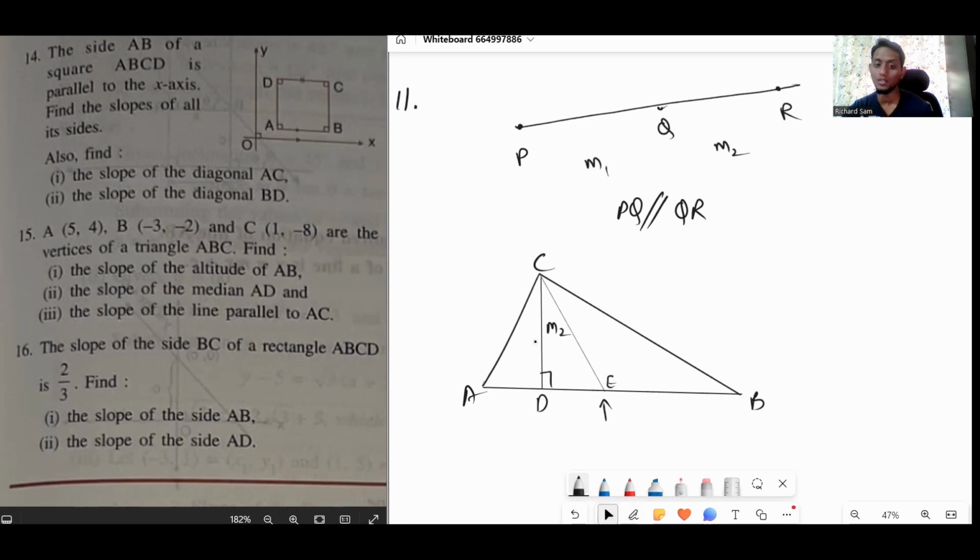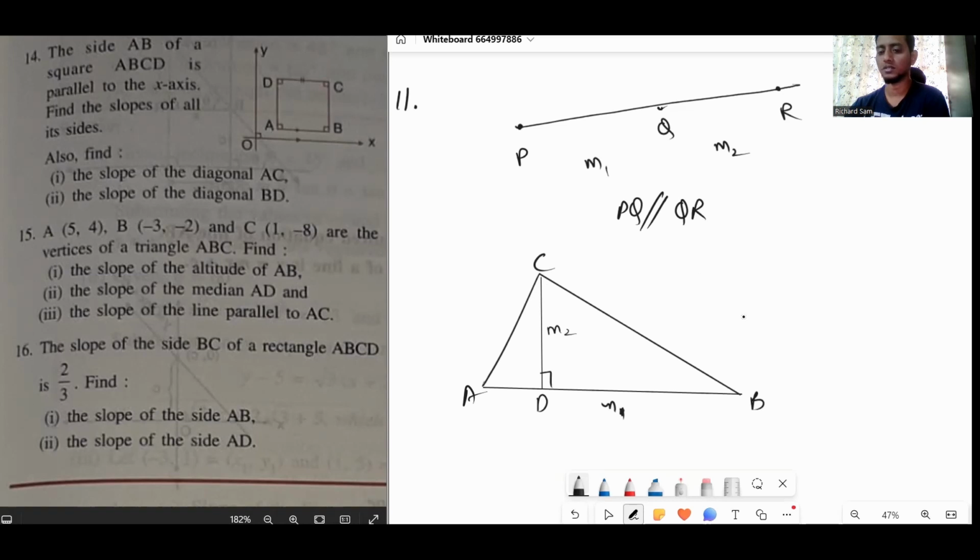But now altitude, how do we find the slope of altitude? We can't find D because D is not the midpoint. There's no way to find D. So how do we find the altitude? Can we find the slope of AB? Yeah. Now AB and this M1 and M2 are perpendicular to each other, no? So if you know M1, we can find M2. Yes? That's how we do it.